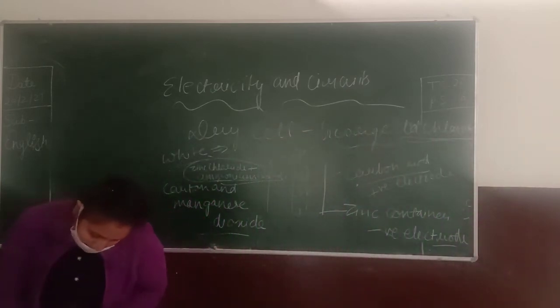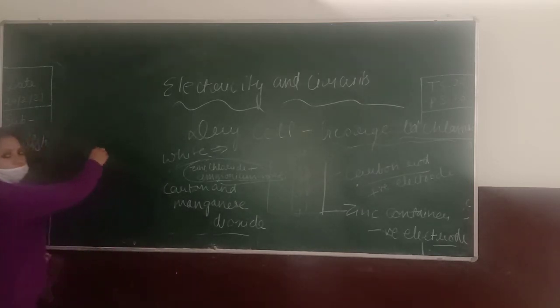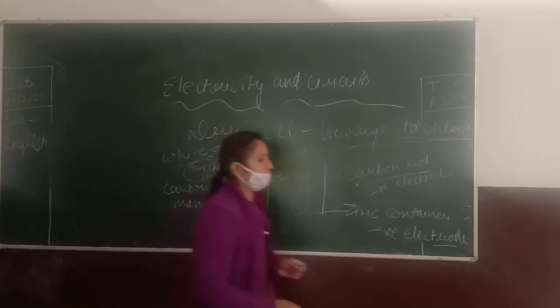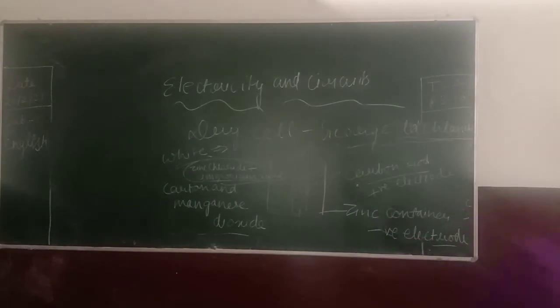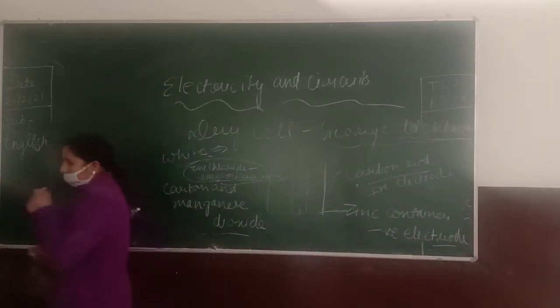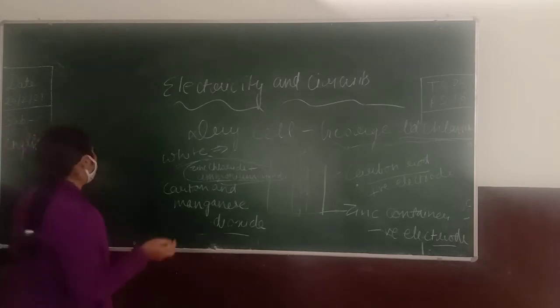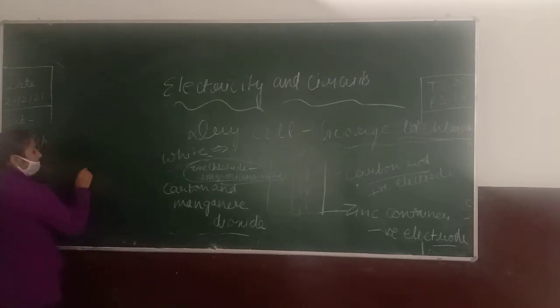So now the next topic is combining cells. Combining of cells is related to what? Combining two cells together. Just for example, in a torch you are putting two cells. How do they combine with each other in a circuit? How do the cells in a circuit combine?